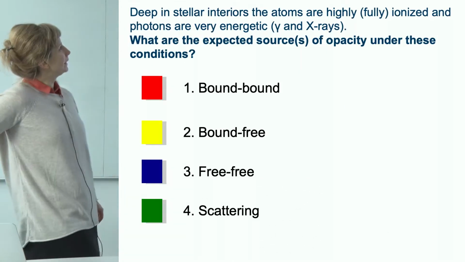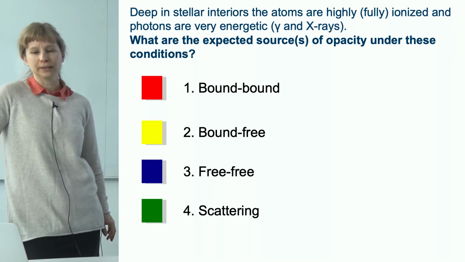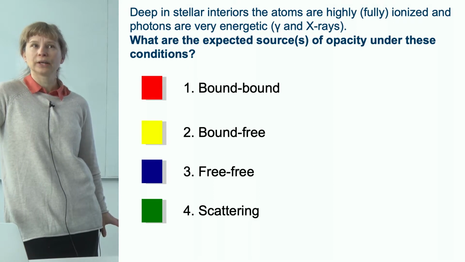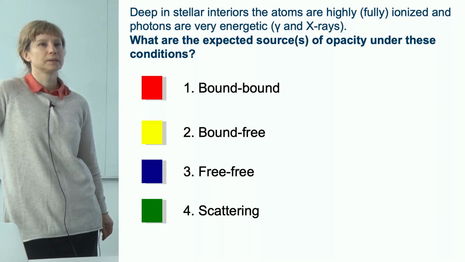So deep in stellar interiors, the atoms are really highly ionised, and we can generally assume they're fully ionised. And the photons in the central regions of stars are very energetic. So we're talking X-rays and gamma rays, even in the centre of our sun. So what are the expected sources of opacity under these conditions? Well, there might be more than one. So in fact, there are actually two valid answers here.